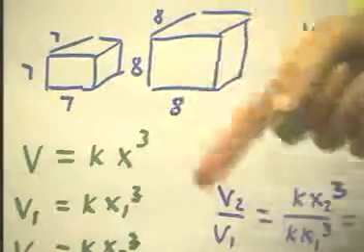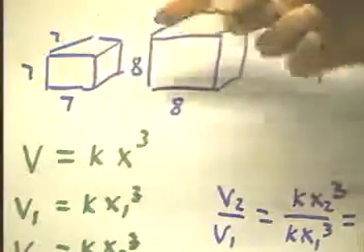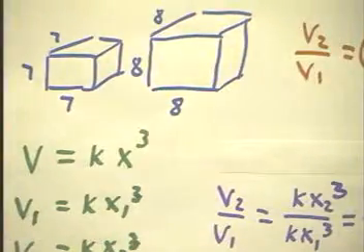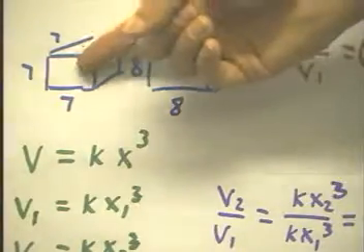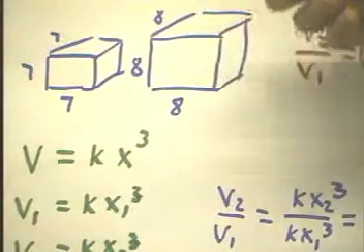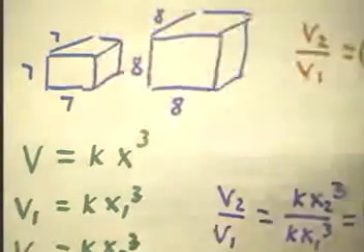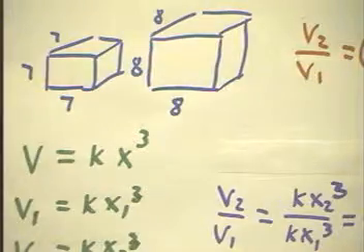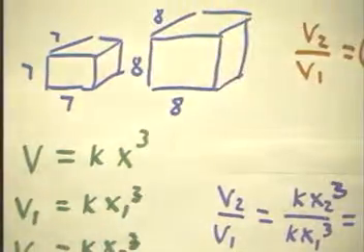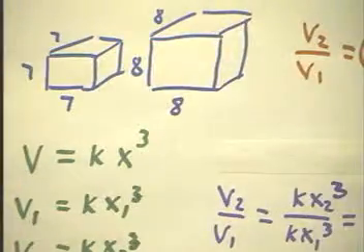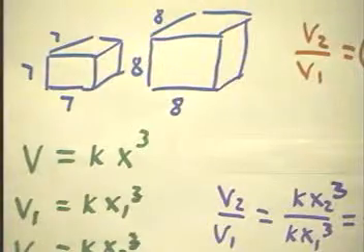The first problem says we have 2 cubes. One has a uniform side of 7, the other uniform side of 8. And we want to know by what factor we multiply the volume of this cube to get this cube. Now that factor, it turns out, is going to be the ratio of the volume of this cube to the volume of this cube. We could easily find that ratio by finding the 2 volumes, because of course we can find the volumes of the cubes easily if we know the sides. And the ratio is going to be 512 over 343.